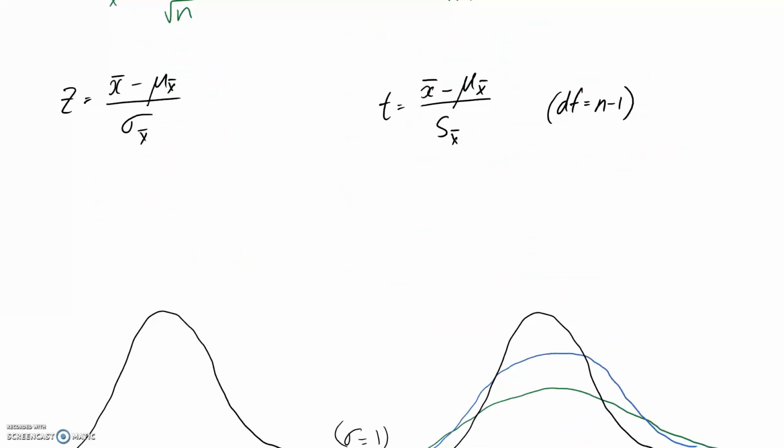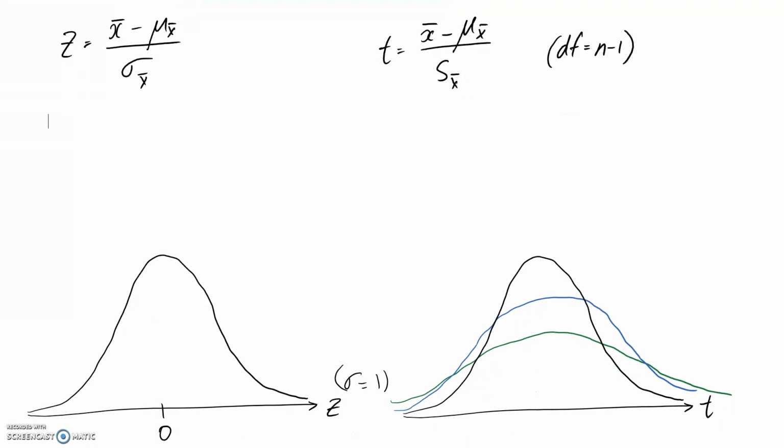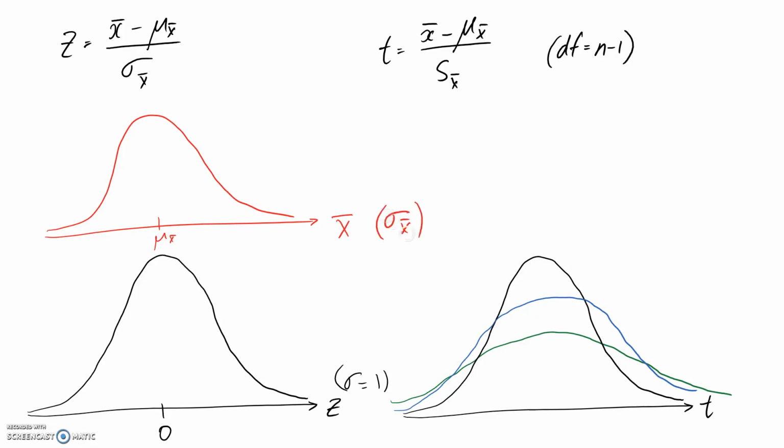Alright, so scrolling down now, we're going to talk about converting between x bar, which is the distribution of sample mean, into both the z and t versions. So if we draw x bar, we said that it was distributed normally about a mean of mu x bar, and it has a standard deviation of sigma x bar when we're working with the z stuff.